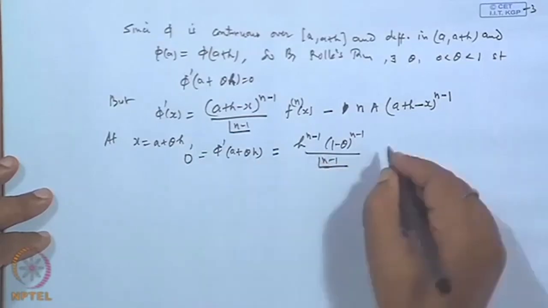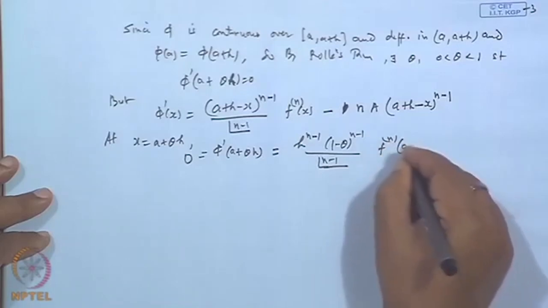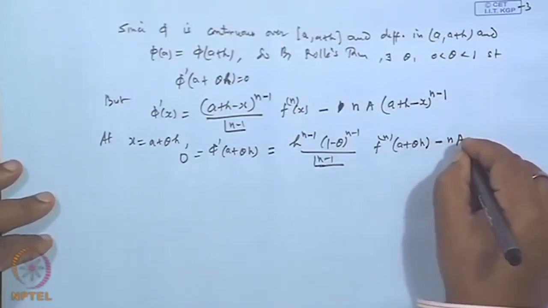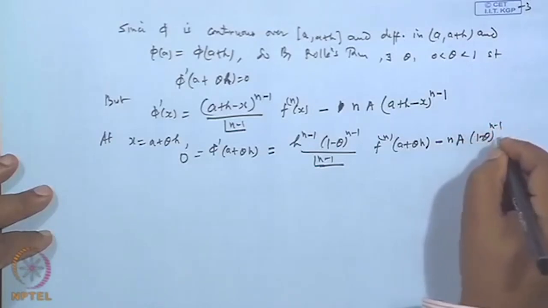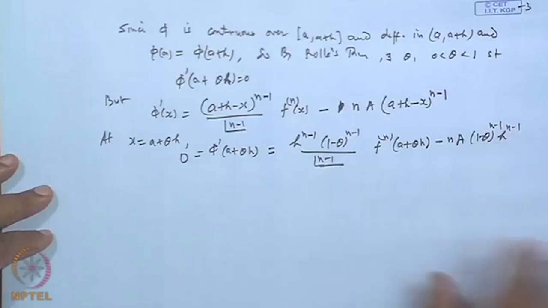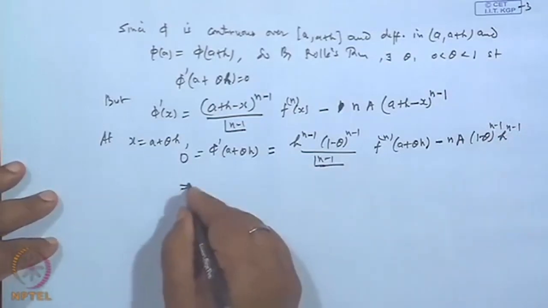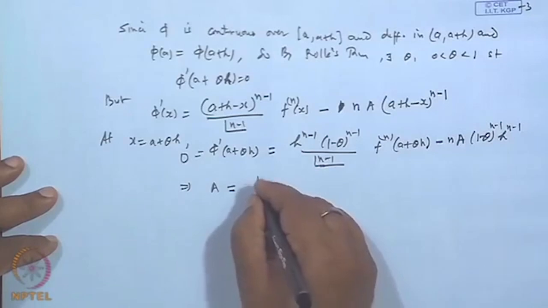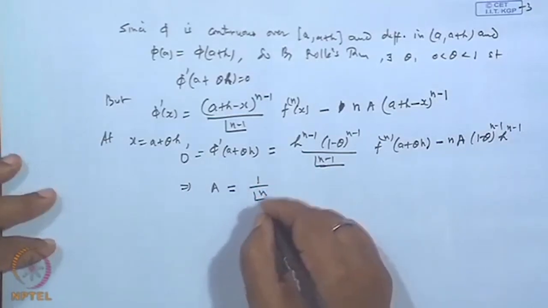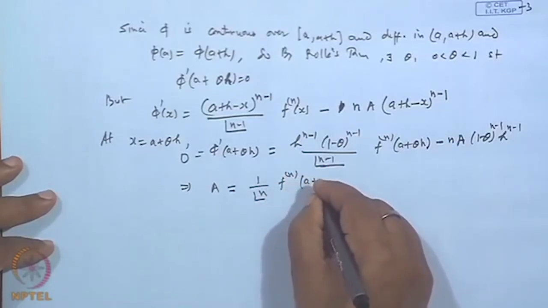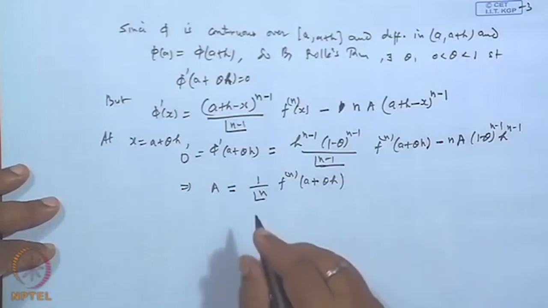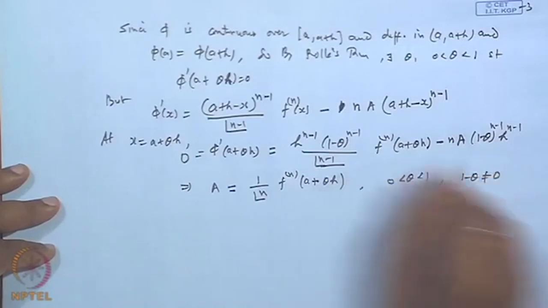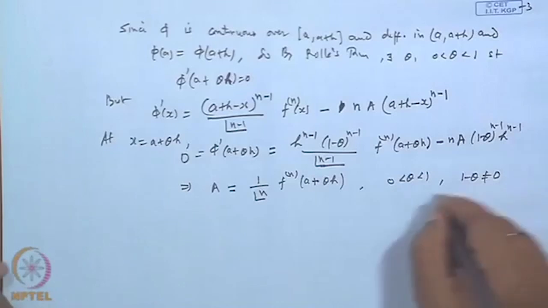Just substitute this value x equal to this number into f_n(a + θh) minus p_n(a)... minus (1 minus θ)^(n-1) h^(n-1). So, if we solve it, the value of a will come out to be 1 by factorial n f^n(a + θh), where θ lies between 0 and 1, and 1 minus θ is not equal to 0, and h is not equal to 0.